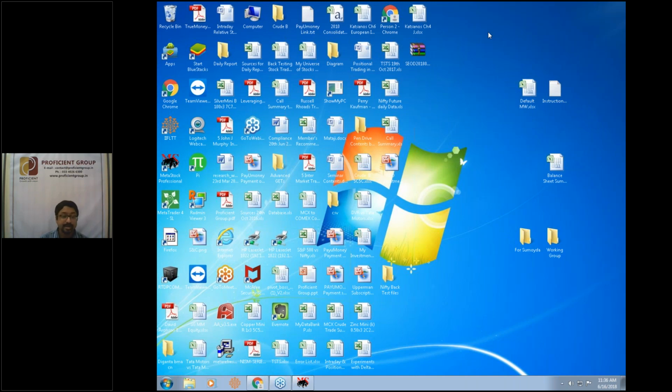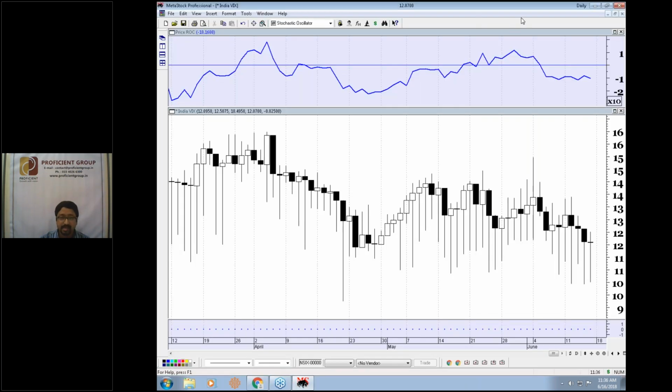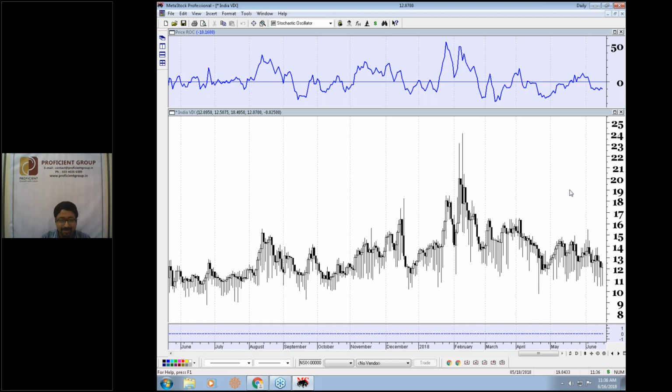And today we are going to talk about volatility index, which is commonly called India VIX. First of all, I'm showing you a chart of India VIX. This is the chart of India VIX, and the chart is pretty complicated and very confusing, as you can see. Highs and lows, but overall there is no trend, and it is really difficult to interpret anything from this chart.